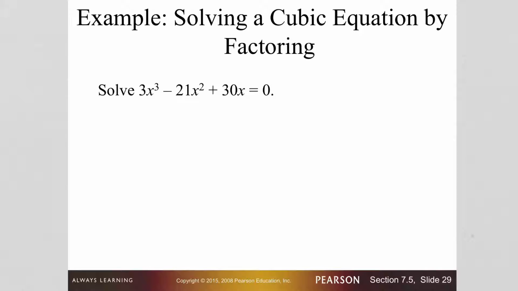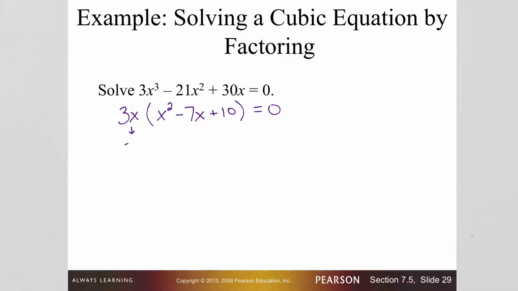Alright, so let's take a look at this thing. Notice how we have a cubic equation here because our highest exponent is 3. So I want to factor out what I can at first. Notice how they all have a 3 in common and they all have an x in common. So what times 3x would give you 3x cubed? x squared. What times 3x would give you a negative 21x squared? Negative 7x. And what times 3x would give you a positive 30? A positive 10 here.